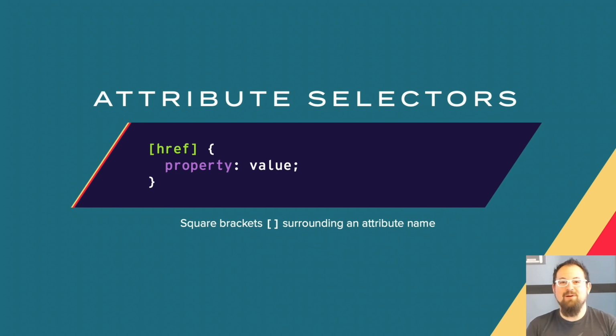Then we have one of my more favorite selectors, the attribute selector. The attribute selector allows you to select an element based off of what attributes are in the HTML element. So in this case, we're going to go for anything that has an href attribute. Most commonly, this is going to be an a tag, right? So if it has an href, it's going to get these styles applied to it.